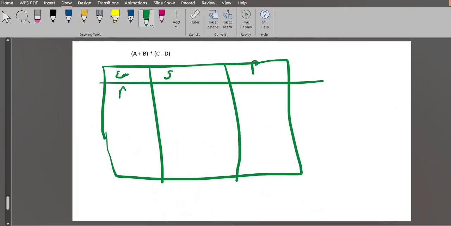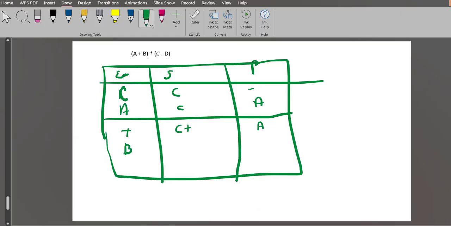Okay. So first this open bracket comes, so it will go in the stack. The output will be nothing. Now A will go where? A will go in the output. All right, done. Now the plus symbol, so plus will go in the stack. Here A. Now B. B will not go there, B will go in our output. So A, B. All right.